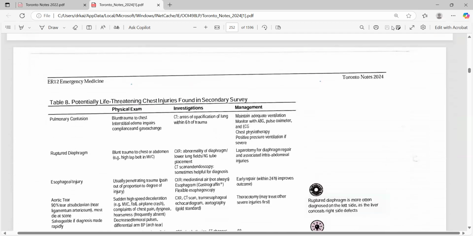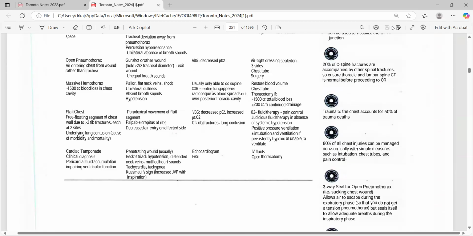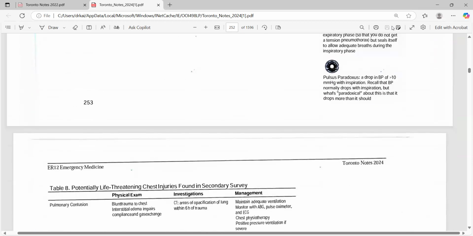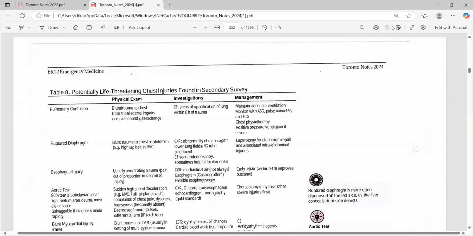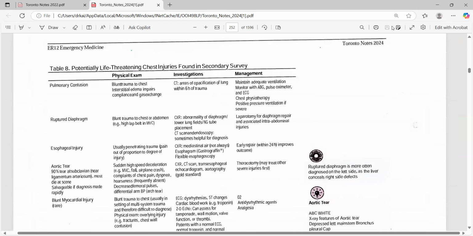Now coming to the pulmonary contusion, as you can see, this was from the primary survey. This case presents, or you can assess them, in the secondary survey. Okay, so pulmonary contusion, blunt trauma to the chest. You are going to find it out in the secondary survey, although it's very life-threatening. You do a CT scan, maintain adequate airway, breathing, circulation, and then physiotherapy and ECG and all that.